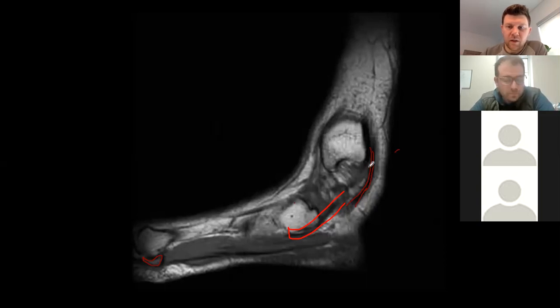And the only other thing that you can identify here is you can actually see some of the deltoid coming off of the tibia there.